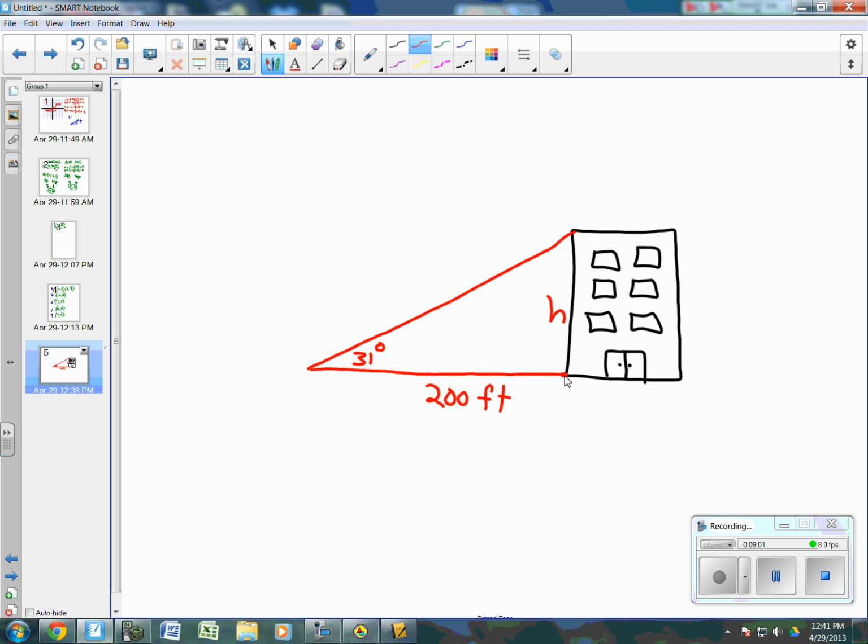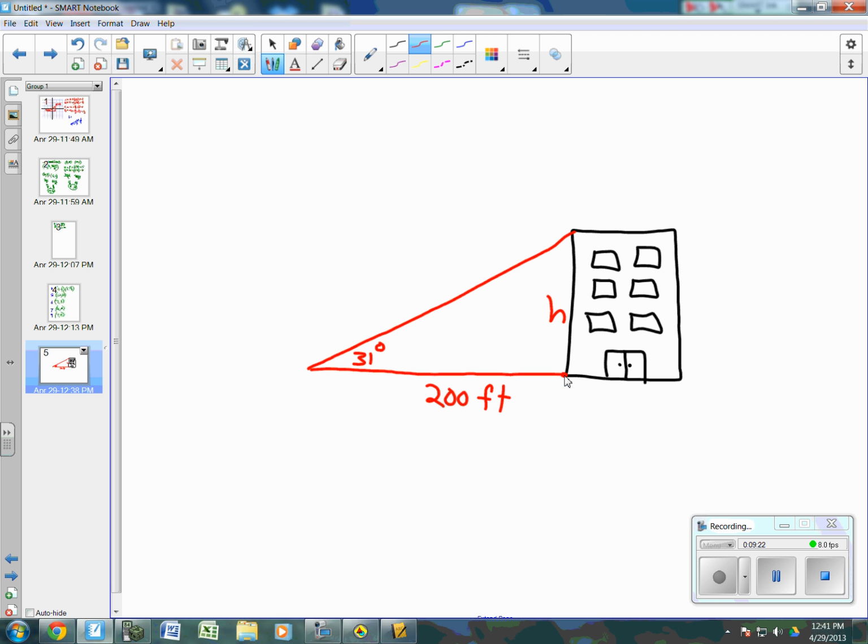I had a surveyor come and do that for my pre-calculus class here about a month ago, and we went out to figure out how tall our school was. And so anyway, we figured this out, and we did this math right here. So 200 feet right here.